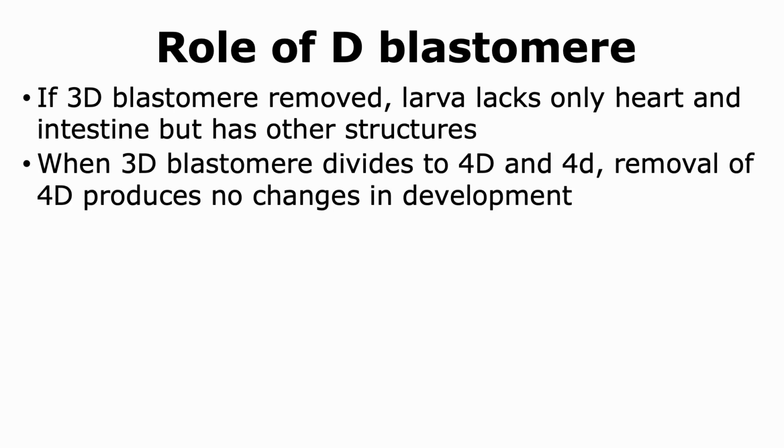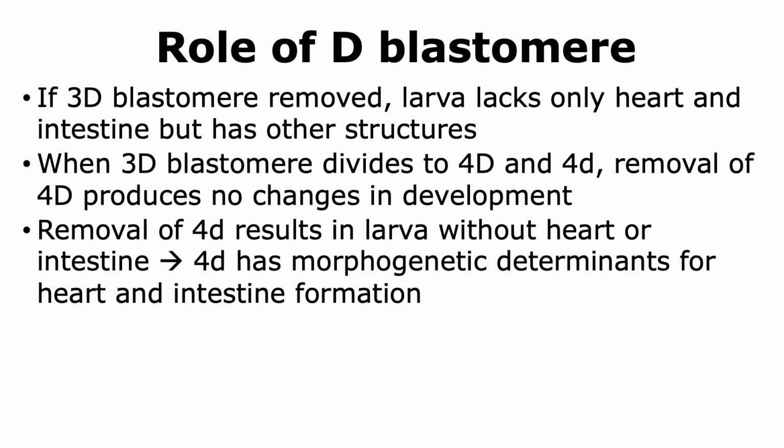Now, if we let the 3D blastomere undergo cell division, it gives rise to a capital 4D, which is a macromere, and a small 4d, which is a micromere. When we remove the capital 4D, or the macromere, it doesn't produce any changes in the development of the organism. On the other hand, if we remove the micromere 4d, it results in a larva that does not have the heart or intestine.